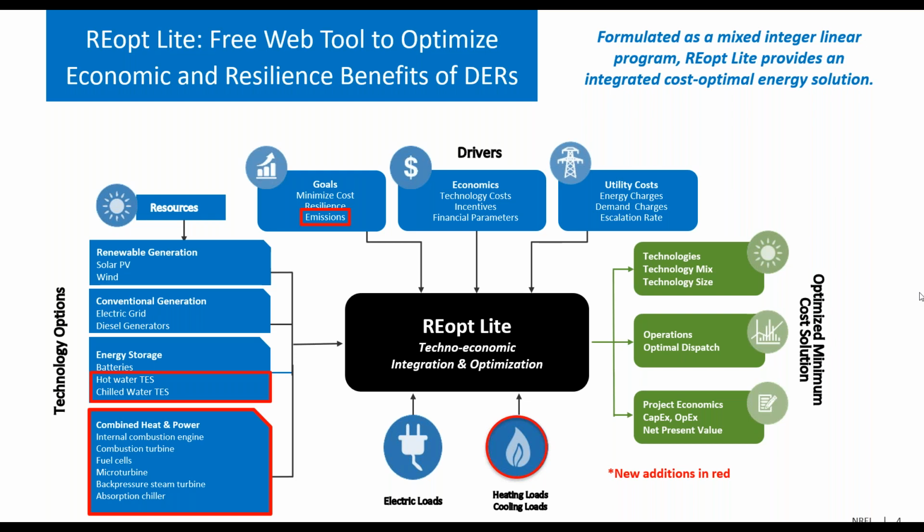So REopt Lite takes in electric, heating, and cooling loads, which are shown at the bottom of this graph, and then considers a range of different technology options to meet those loads, which are shown on the left here. Technologies are selected by the model considering key drivers, which include economics and goals that the user might have around minimizing costs or meeting resilience or emissions targets. And then the outputs of the model are shown in green on the right, and they include the technology mix and size, the optimal dispatch strategy, and project economics, which include capital costs, operating costs, life cycle cost of energy, and the net present value of the investment.